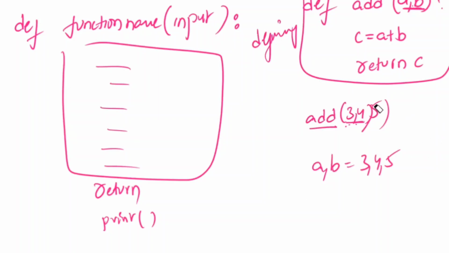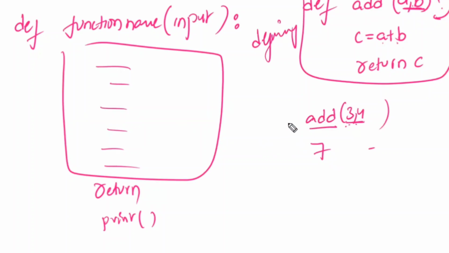So if the number of values here and the number of values here are both equal, A comma B is equal to 3, 4. Now what is A? 3. What is B? 4. So it is going to execute A is equal to 3 and B is equal to 4, enters into this function. C is equal to 3 plus 4 and C is equal to 7. Return C. Now the output of this one is going to be 7.